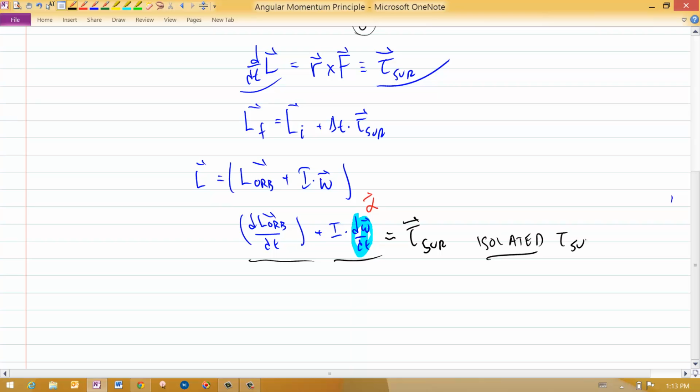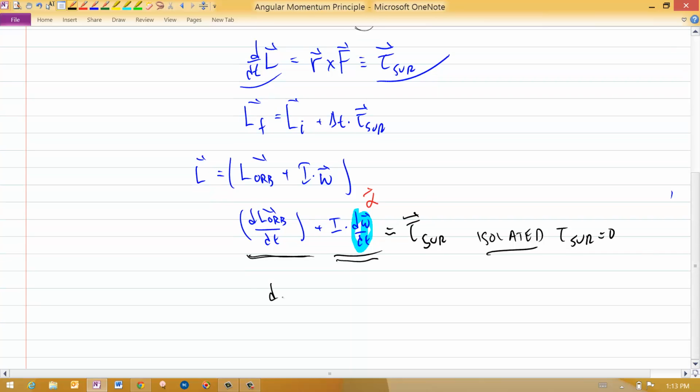And for an isolated system, the torque from the surroundings is equal to 0. And that does not mean that the orbital angular momentum stays a constant, or the spin angular momentum stays a constant. You've got to have dL dt orbit plus I alpha is equal to 0. So if the orbital angular momentum changes, the spin angular momentum had to change as well. And that's something that we've seen in the momentum principle when objects in the system were trading momentum back and forth. Here, a single object can take orbital angular momentum, turn it into spin angular momentum, and vice versa.